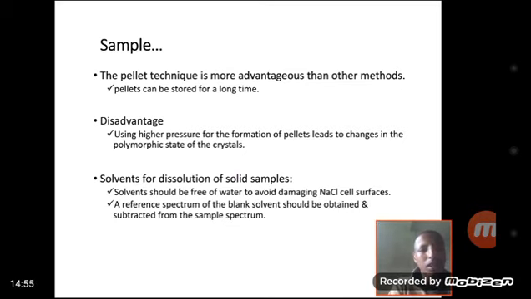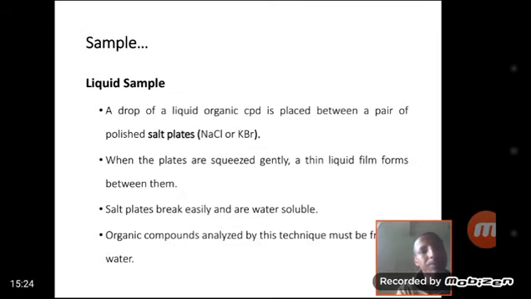A reference spectrum of the blank solvent should be obtained and subtracted from the sample spectrum because the solvent may have a little absorption of IR radiation. This affects the accuracy and the reliability of the detection, and to correct this, you must perform a blank absorption in the radiation that must be subtracted from the sample.